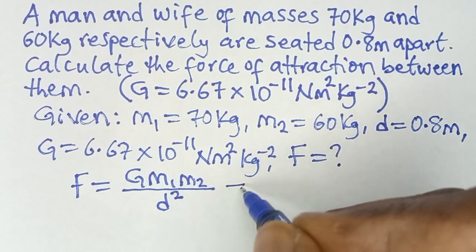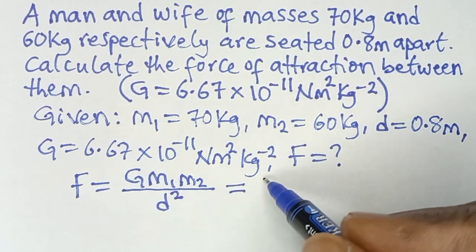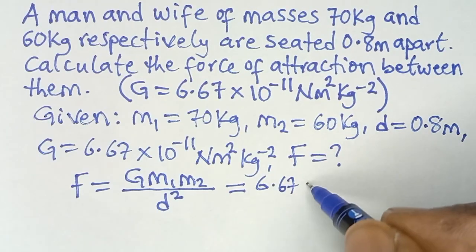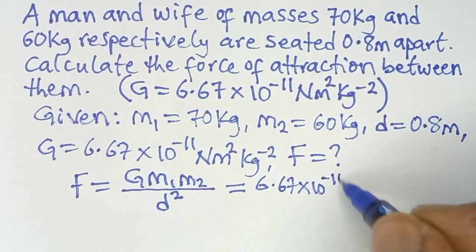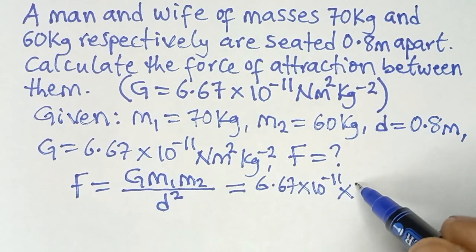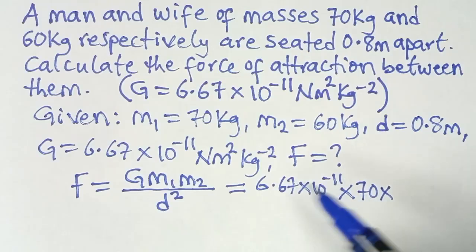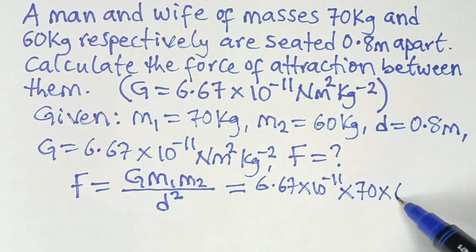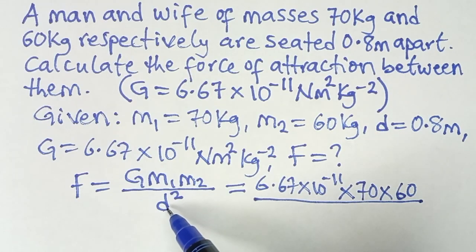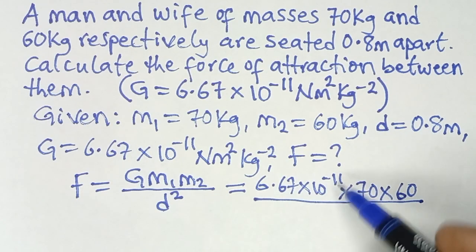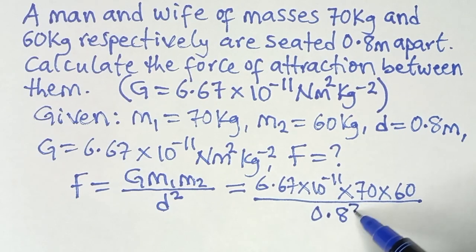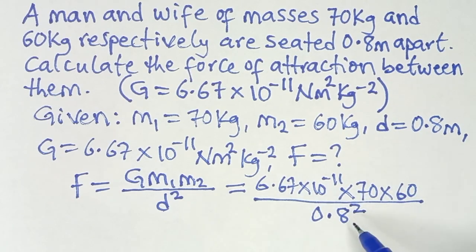So let me write the values now. G is 6.67 times 10 raised to the power minus 11 multiplied by M1, which is 70 kilogram, multiplied by M2, which is 60, all divided by D square. The value of D is 0.8. So 0.8 square. Don't forget to square D. You have to square it.